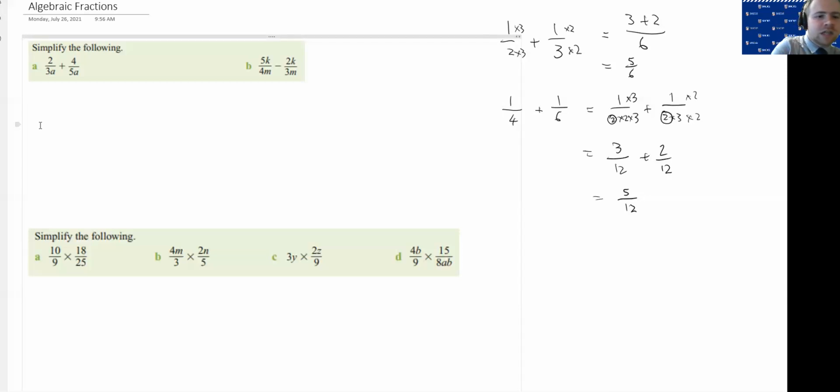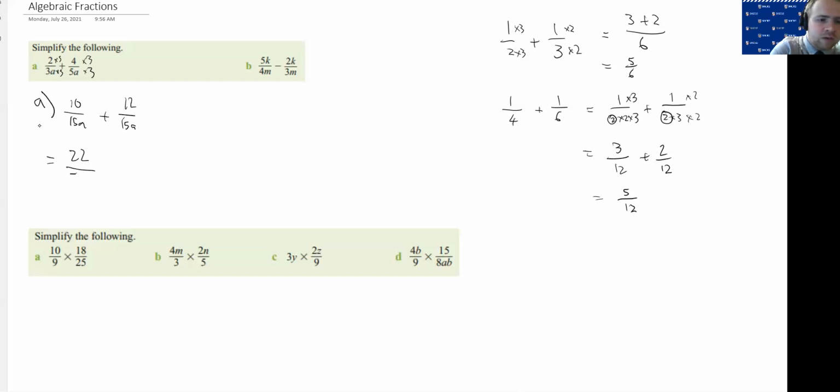So for this first example here, okay, we have a common factor of a with both of them, so I don't need to multiply by that, fortunately, but I need to multiply top and bottom, sorry, by the missing factor. So we're going to have to multiply that by 5, and then we're going to have to multiply this by 3. So what we'll end up with is 10 over 15a plus 12 over 15a. And so in total, we have 22 over 15a.